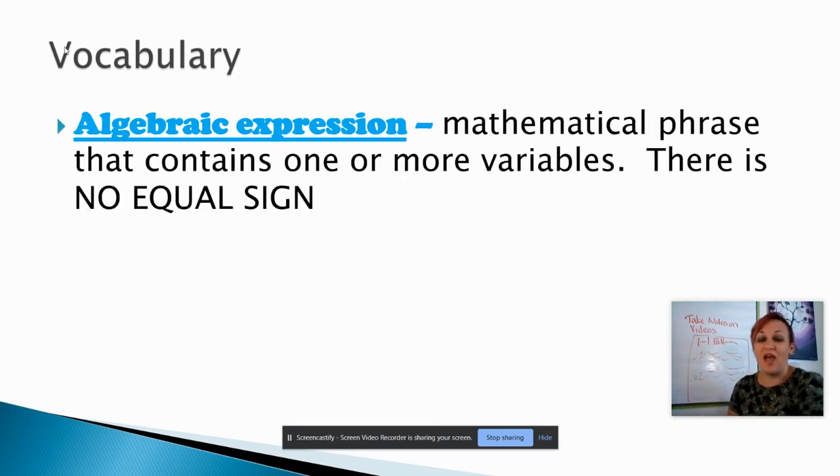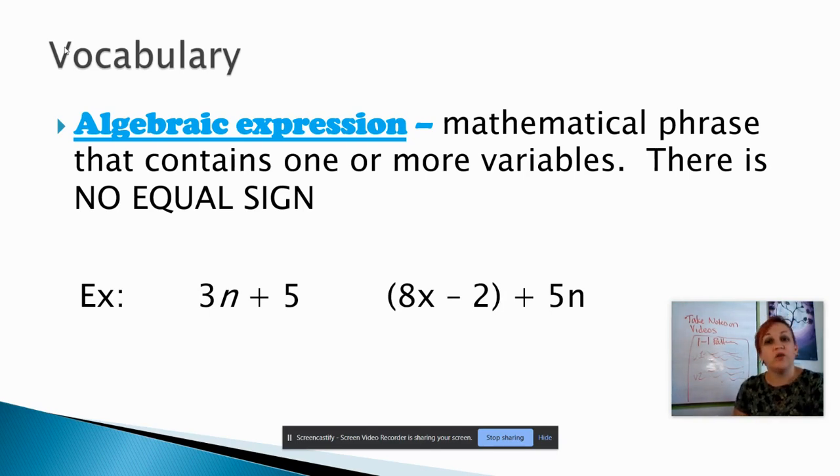And our final vocabulary phrase for today is algebraic expression. An algebraic expression, similar to a numeric expression, is a mathematical phrase that contains one or more variables. And again, there will not be an equal sign. That's what the word expression means. Expression means no equal sign. These are also things that we can simplify. We simplify expressions. Later this chapter, we will learn about solving equations.